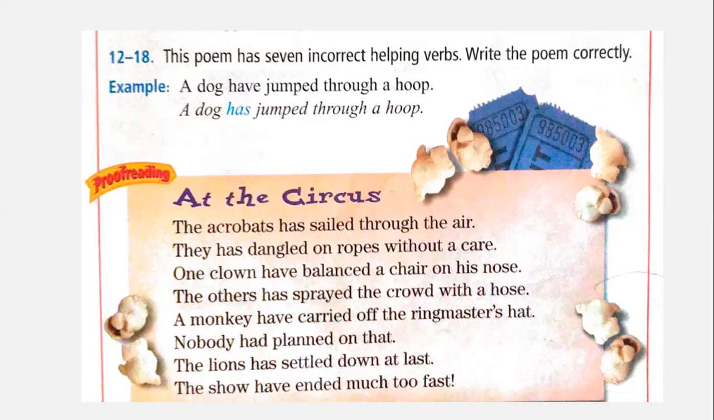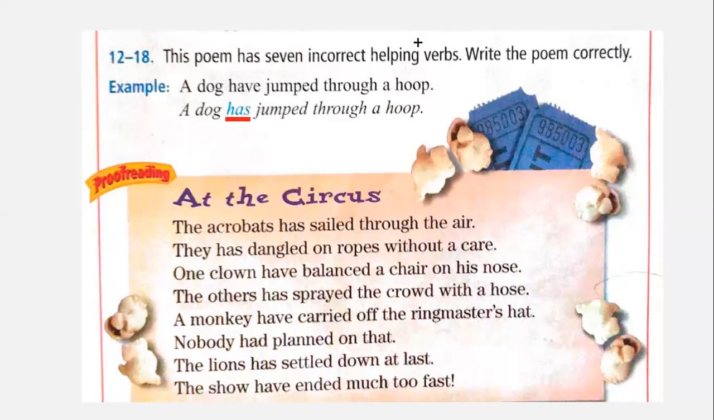Example, a dog have jumped through a roof. What? A dog have? Oh no, teacher, that is incorrect. We only use have with plural subjects, or with I or you. Dog is a singular subject, so we should use, can you tell me? Yes, it's already there. Has. Perfect. So this is why they changed it. Okay? So we have 7 incorrect helping verbs, and I want you to keep track of this.